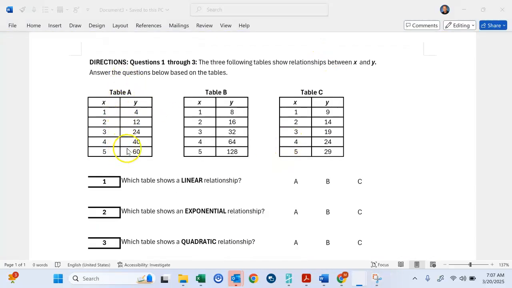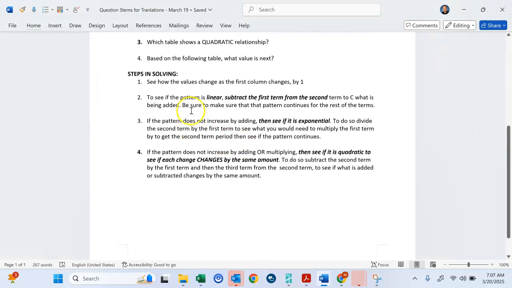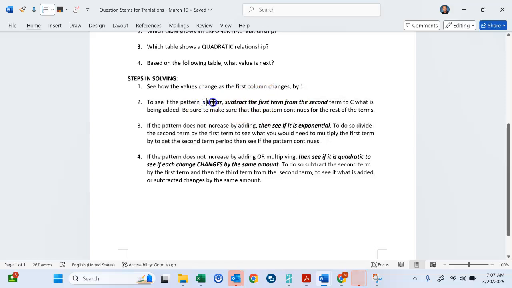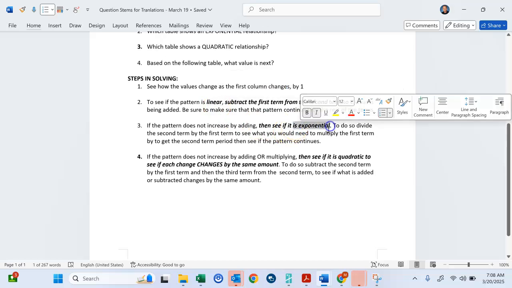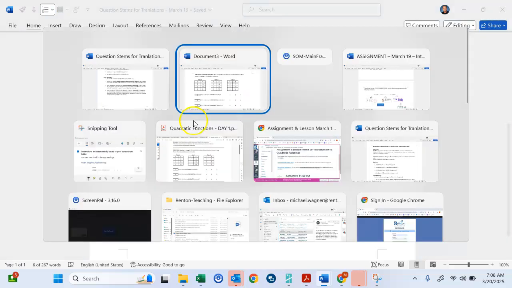Okay, so now you have three tables, A, B, and C, and your questions are: which table shows a linear relationship, which one's exponential, which one's quadratic? So the way to check for them, what I want you to do is go back to the translation and read these notes right here, steps in solving. So go ahead and translate that, make sure you read it. First, we're going to check to see if it's linear. Then we're going to see if it's exponential, and then we're going to see if it's quadratic. So I'm going to show you how to do that for each of these tables, okay?